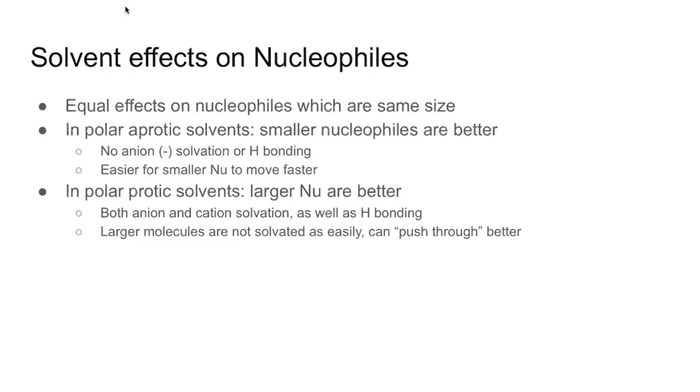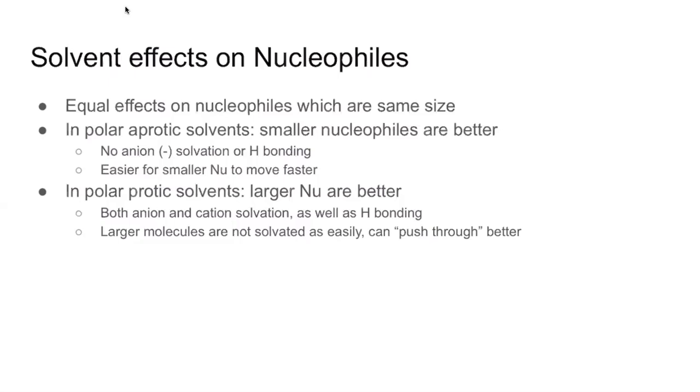So if you're comparing two nucleophiles and they're the same size, any sort of solvent is going to have the same effect. And what I mean by that is, let's say we have a solvent that's H2O, and we have OCH3 minus and SCH3 minus. Obviously, the negative charge would be on a different atom, but that would be an example of nucleophiles which are the same size. So the solvent would have equal effect on nucleophiles with roughly the same size.